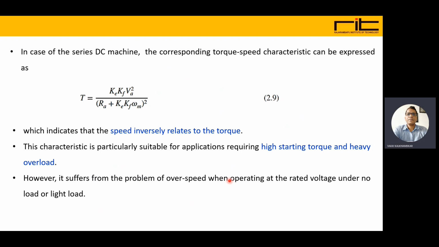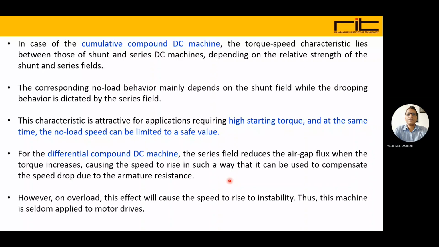In case of cumulative compound DC machines, the torque speed characteristics lie between those of the shunt and series machines, as seen in the earlier diagram, depending on the relative strength of the shunt and series fields. The corresponding no load behavior mainly depends on the shunt field, while the dropping behavior is given by the series field. The characteristic is attractive for applications requiring high starting torque. At the same time, no load speed can be limited to a safe value.